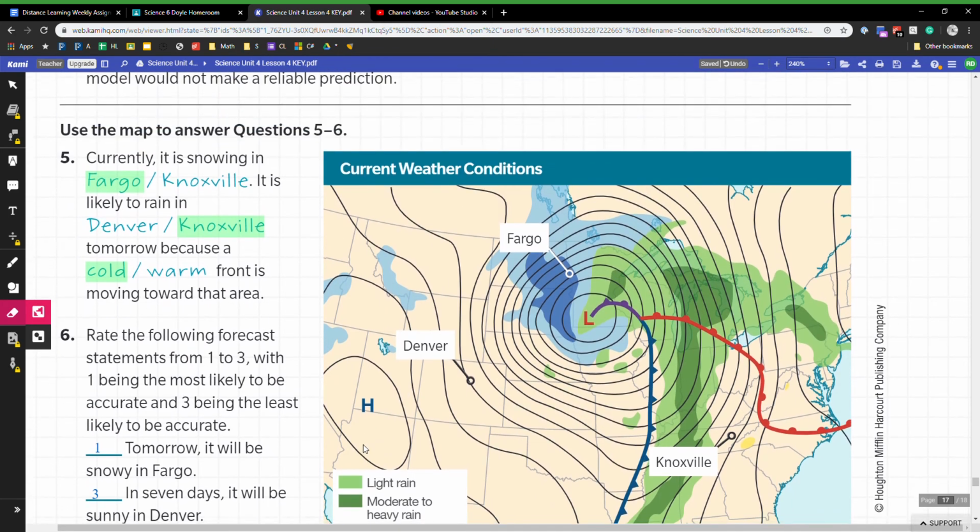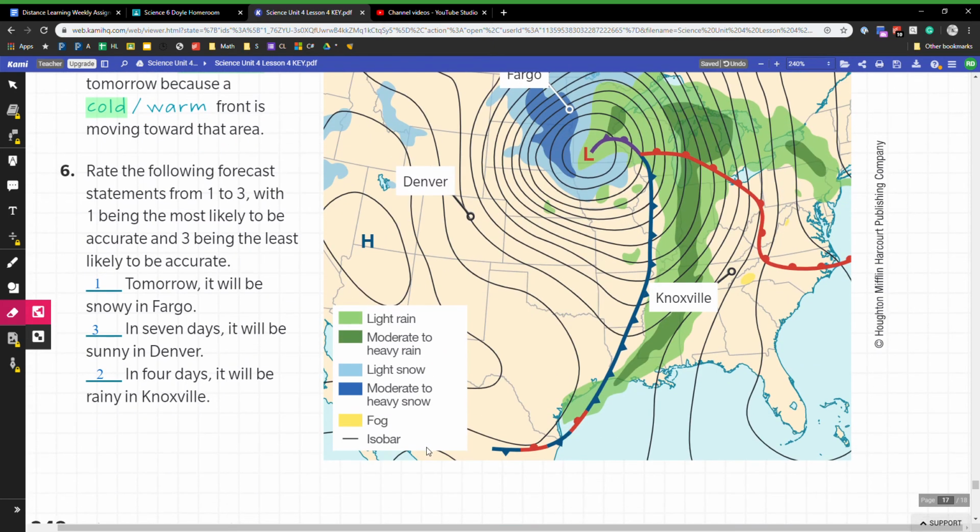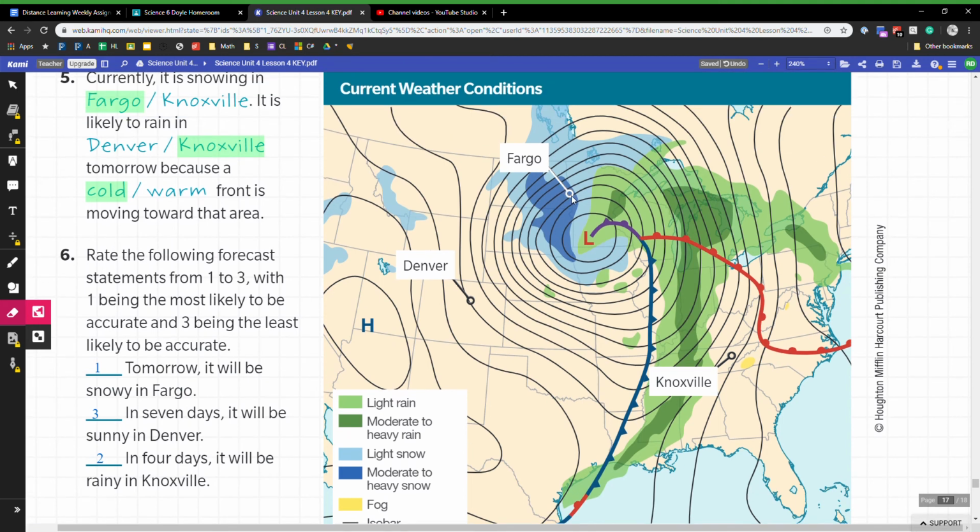Currently it is snowing in Fargo, right? Here's Fargo, it's blue, moderate to heavy snow. It's likely to rain in Knoxville tomorrow. Knoxville's right here, actually. There's a little arrow and it's right here in this open space. But it's likely to rain tomorrow in Knoxville because a cold front is moving towards the area.